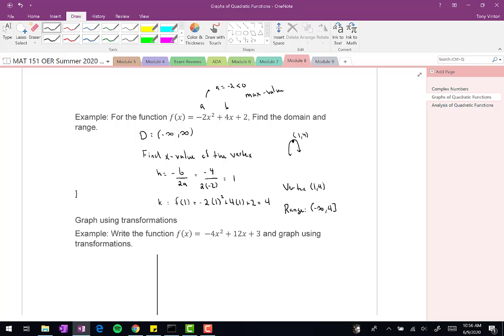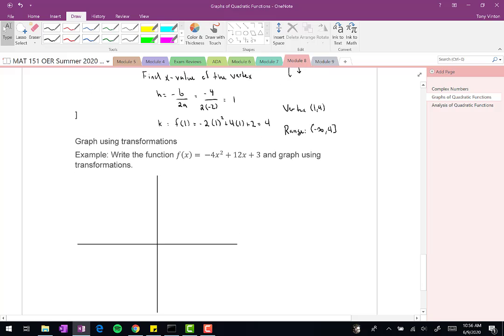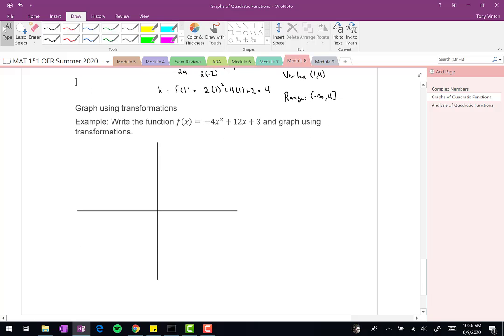It touches at 4. So to find the range, what you do is you find the vertex, and the k value is going to be your point where you stop. Now if a was positive, you would have the other way around. It would just be from 4 to infinity, so just be mindful there. Okay, so that's one thing you're going to run into.